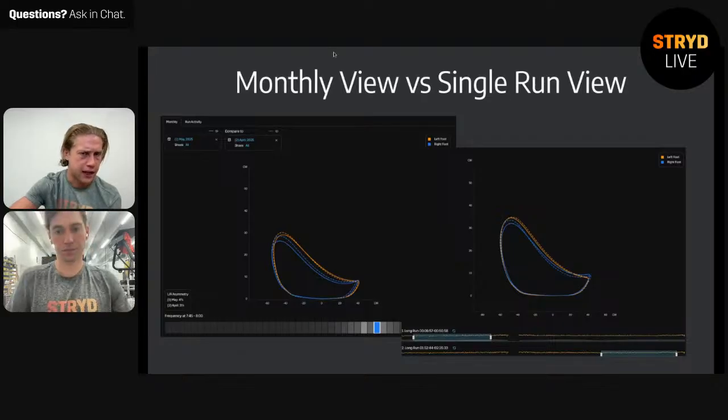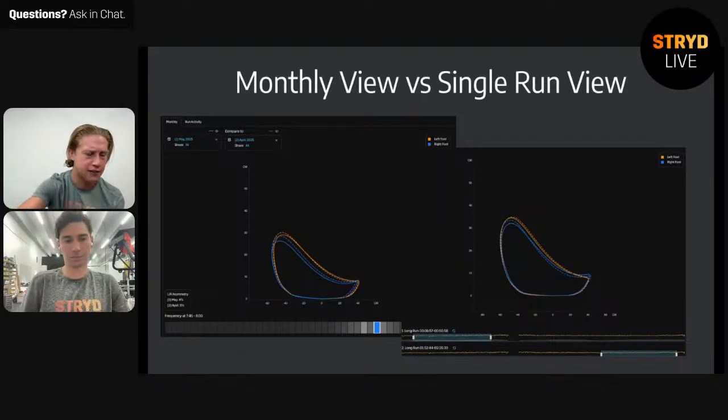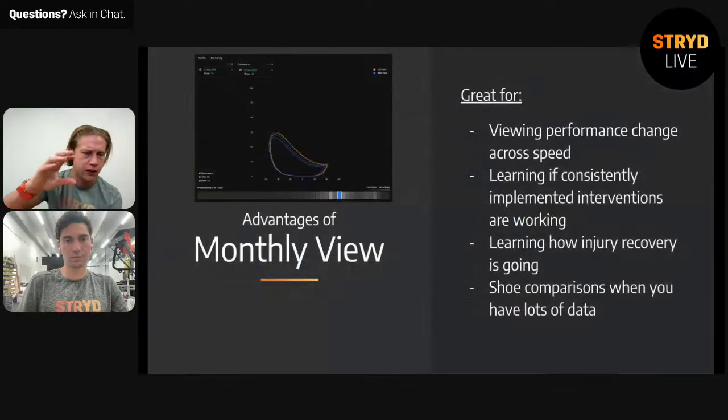So Ko, when I jump over to my Power Center, I have this monthly view and single run view. I'd like to zoom in on why I would use the monthly view and why I would use the single run view to analyze my data. So let's first start with the monthly view since that's the first tab here. So why is it advantageous to view the monthly view versus the single view?